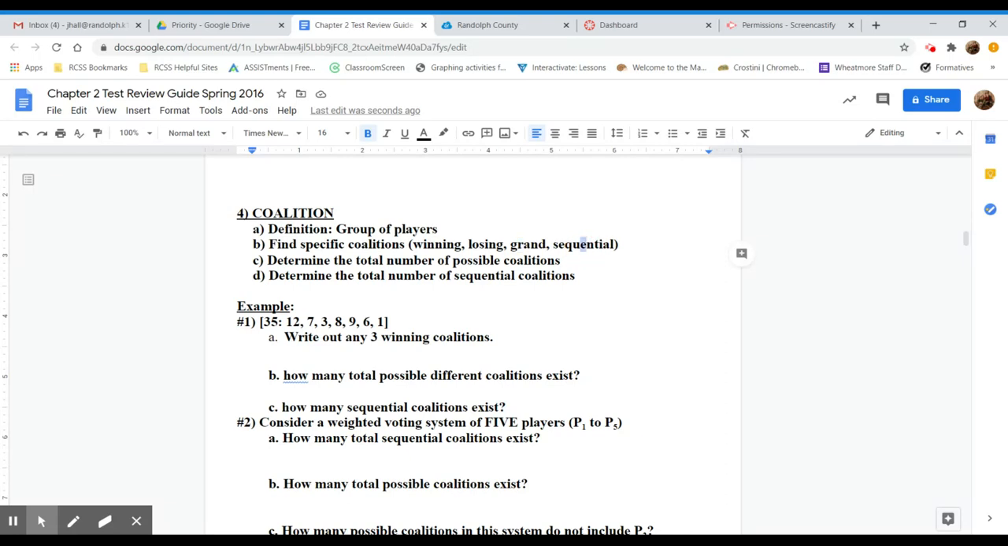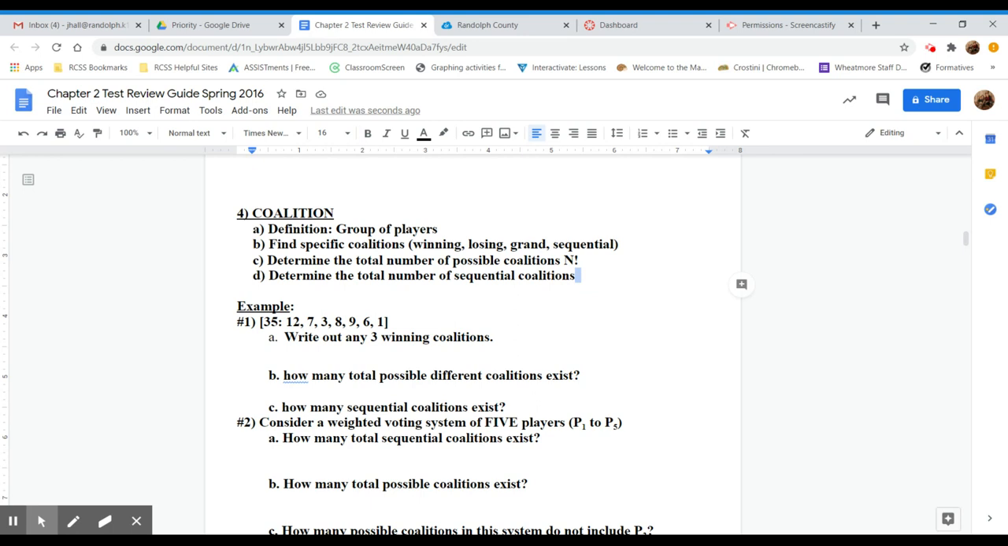Sequential coalitions are just like what we did at the very end of the last lesson, and that's when they are listed in order, like player 1, player 2, player 3, player 4, player 5. Player 1, player 2, player 3, player 5, player 4, right? We had all those different sequential coalitions. Determine the total number of possible coalitions. We can do that by doing n factorial. If you remember that, n factorial is the number of players factorial, and that gives me the total number of possible coalitions.